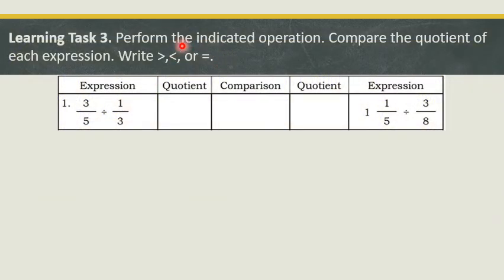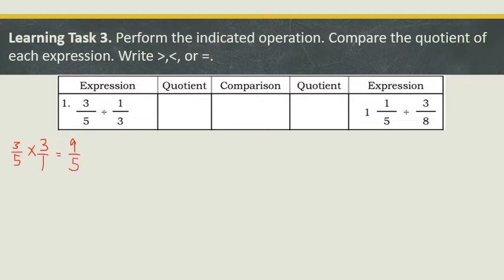So, learning task 3, let us perform the indicated operation. Compare the quotient of each expression. So, we will write greater than, less than, or equal to. So, solve muna natin yung number 1. 3/5 divided by 1/3. So, kopyahin ang dividend. Change division to multiplication. Then, yung 1/3, kunin na reciprocal, magiging 3/1. So, 3 times 3 is 9. And 5 times 1 is 5.